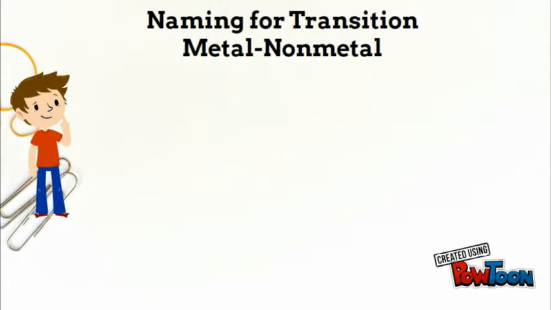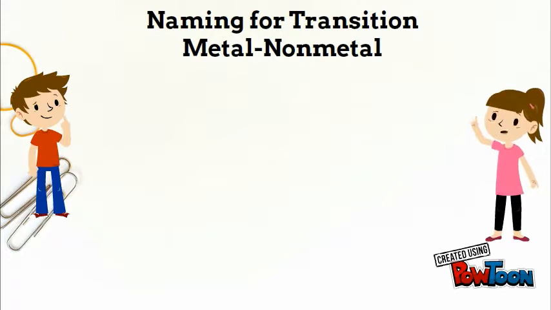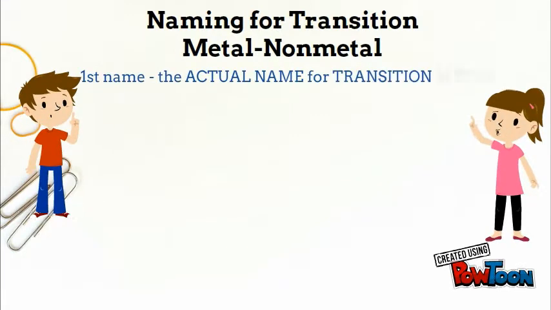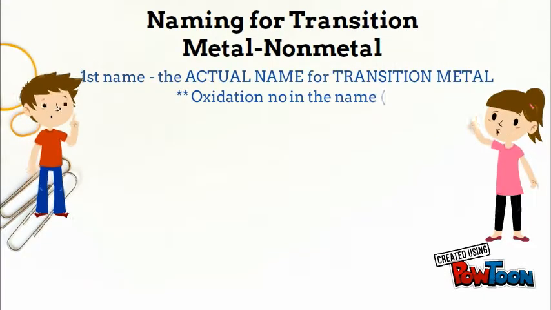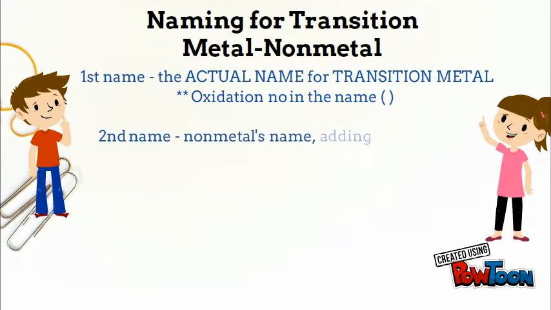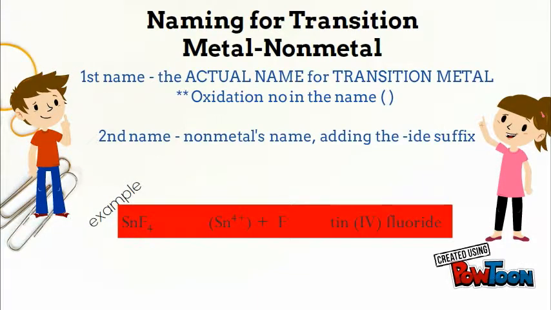Okay, what about the name for the combination of transition metal and nonmetal, Sally? For this one, the first name must be the actual name of the transition metal, and its oxidation number is put in a bracket. Then, it is followed by the name of the nonmetal with the "ide" suffix. You can see the example below of tin combined with fluorine to produce tin(IV) fluoride.